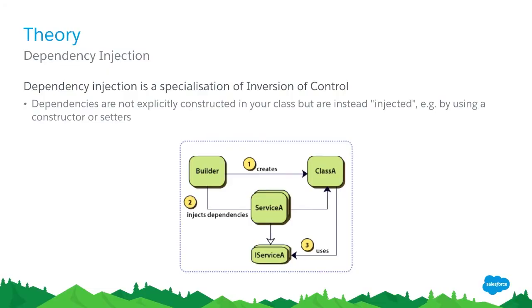So once you've got inversion of control, you can then start looking at dependency injection. And they're very, very similar concepts. I mean, dependency injection, as it says on the slide, is a specialization of inversion of control. So dependencies are not explicitly constructed in the class or explicitly called, in the case of my static method I had up earlier, but they're instead injected. So that can be passed in by constructors or setters, and we'll go into some more complicated ways of how you can go and grab your dependencies a bit later on. But the simplest one is to use a constructor.